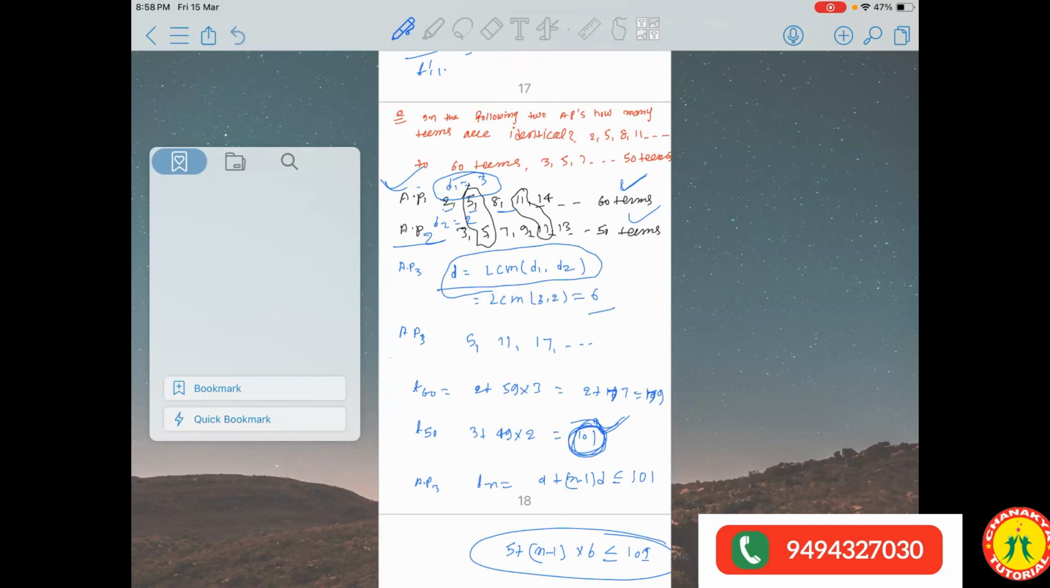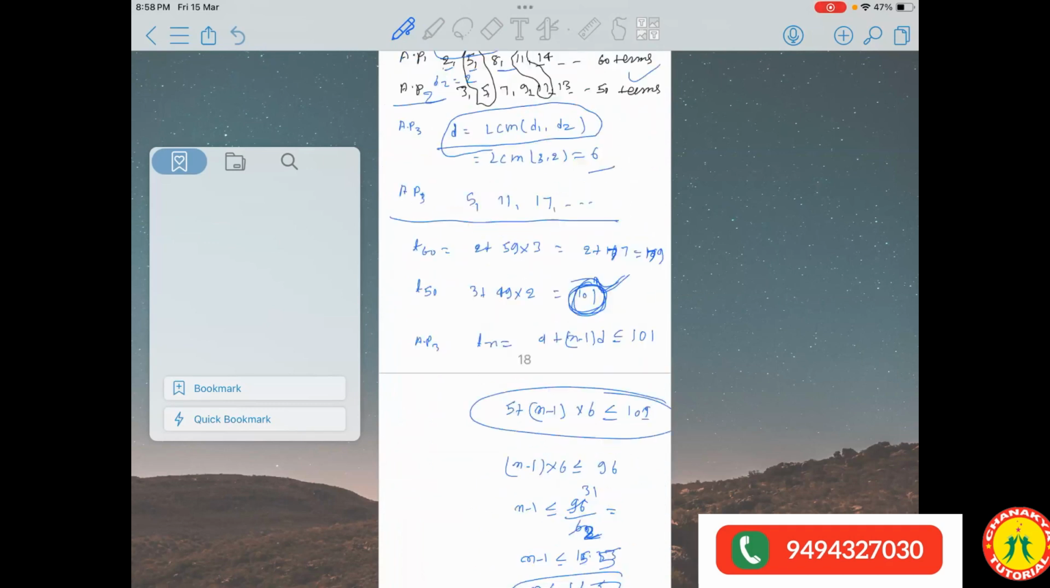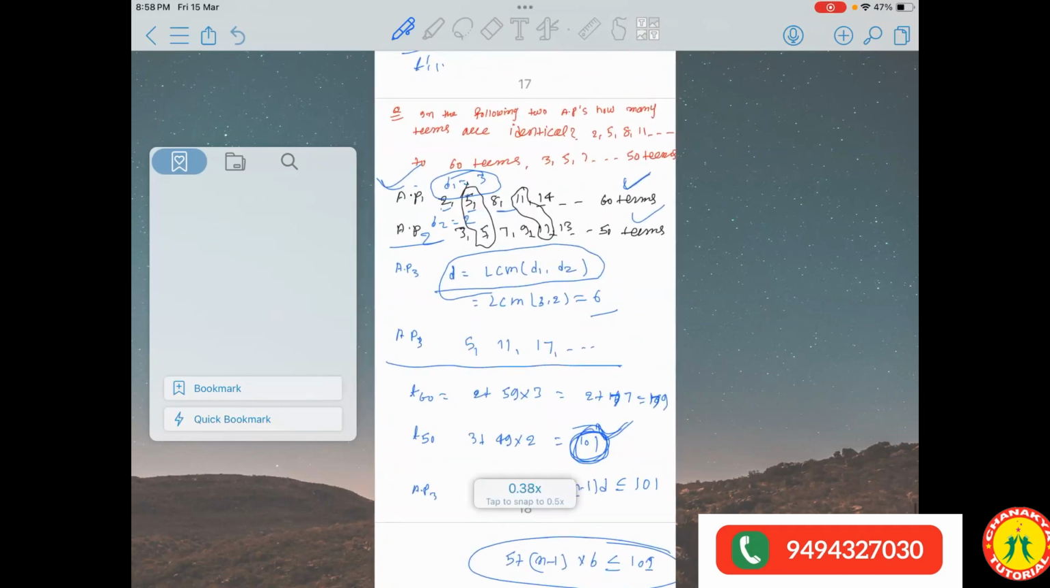So third AP is like that. So the last common, maximum last common term is 101, right?